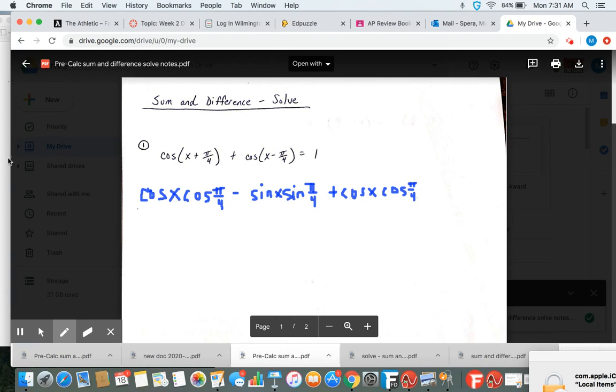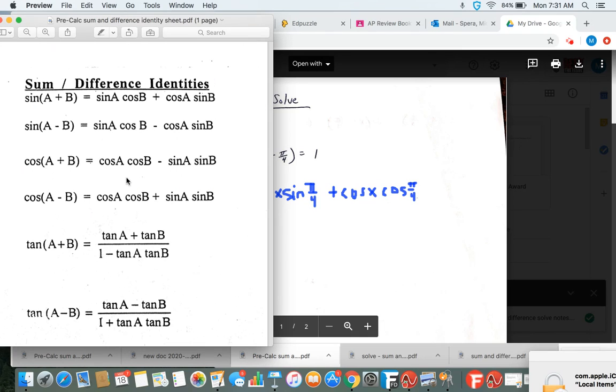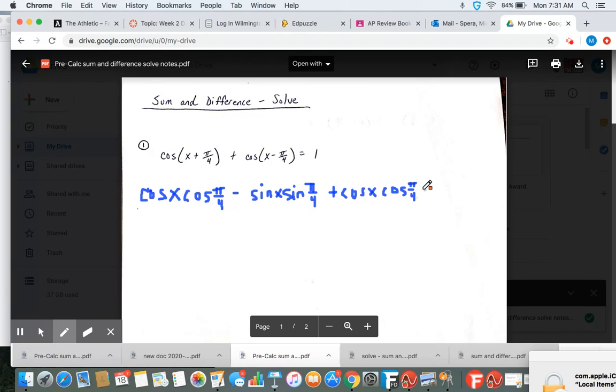Remember, check your signs. Be careful, right? So this one's a cosine minus. So it's cosine A, cosine B. Now it's plus. So you just want to be aware of that. And you guys, for the most part, did well on your quiz. Just a couple small sign mistakes, which I know happens. So sine of x, sine of pi over 4. Now, running out of room here, so I don't know if I could put the equals 1. I'll bring that back in later.